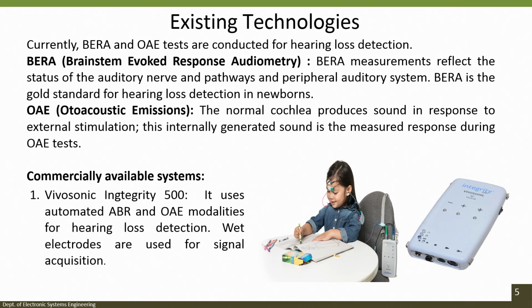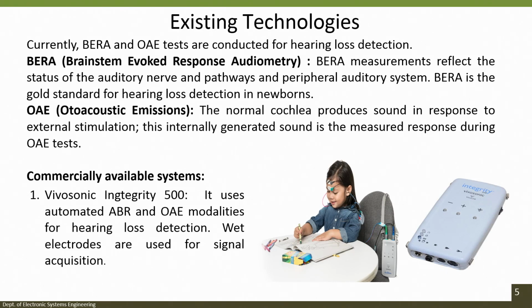The current systems used exclusively for hearing loss detection, which are also what we can call the gold standard, are the BERA and OAE tests. BERA stands for brain stem evoked response audiometry, while OAE stands for otoacoustic emissions. BERA measurements reflect the status of the auditory nerve, pathways and peripheral auditory system, and it is the gold standard, like I said, for hearing loss detection in newborns. As soon as a baby is born, within 24 hours, we have to do this BERA and OAE.